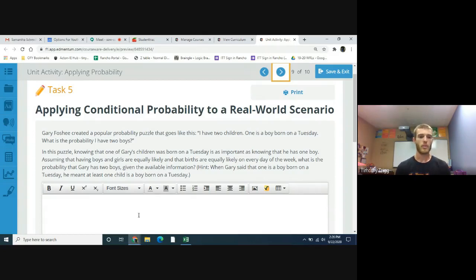In this puzzle, knowing that one of Gary's children was born on a Tuesday is as important as knowing that he has 1 boy. Assuming that having boys and girls are equally likely and that births are equally likely on every day of the week, what is the probability that Gary has 2 boys given the available information?